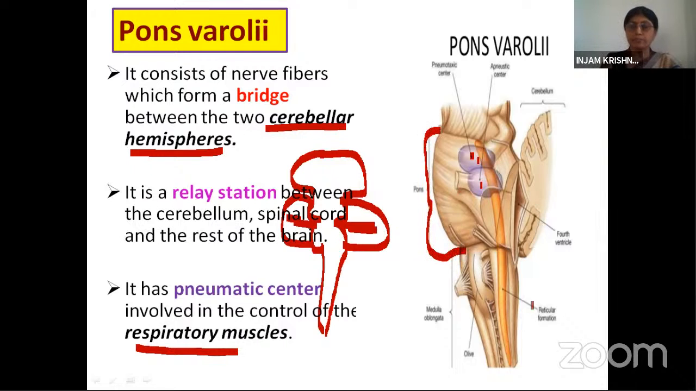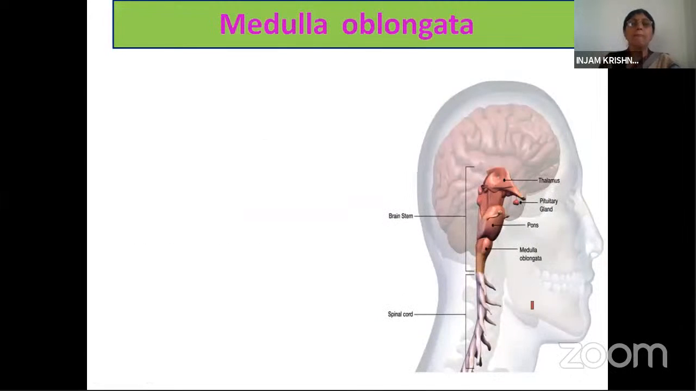Next, the last part, the very posterior part of the brain, medulla oblongata. This is the last part of the brain, medulla oblongata.